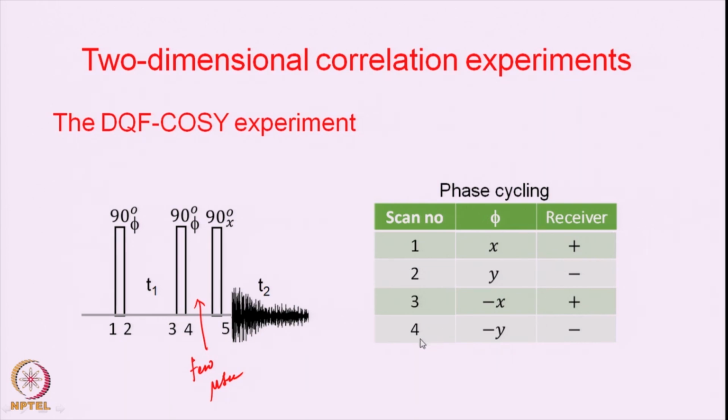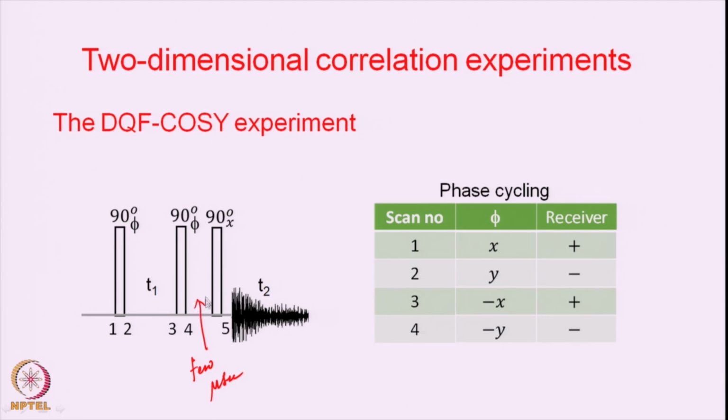So, you can collect the data in blocks of 4 in this particular manner. You can use 4 scans, 8 scans, 12 scans, 16 scans, and so on and so forth, depending upon how much signal averaging you want to do, and that is the characteristic of this particular experiment.